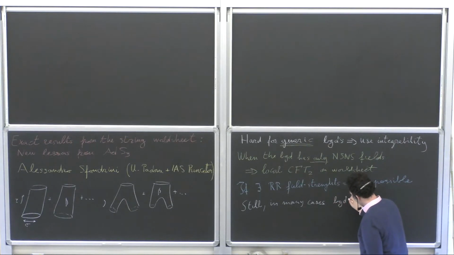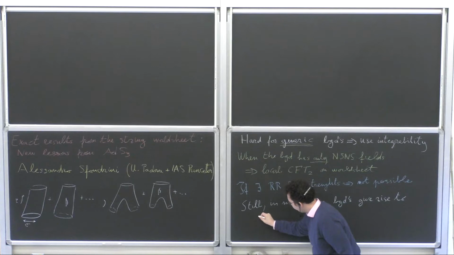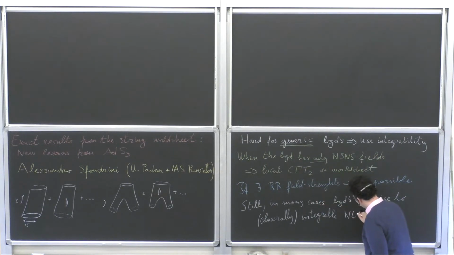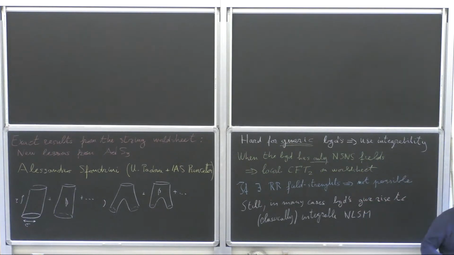The backgrounds give rise to integrable models. In particular, at the very least, to classically integrable nonlinear sigma models, or super nonlinear sigma models, because you have bosons and fermions.